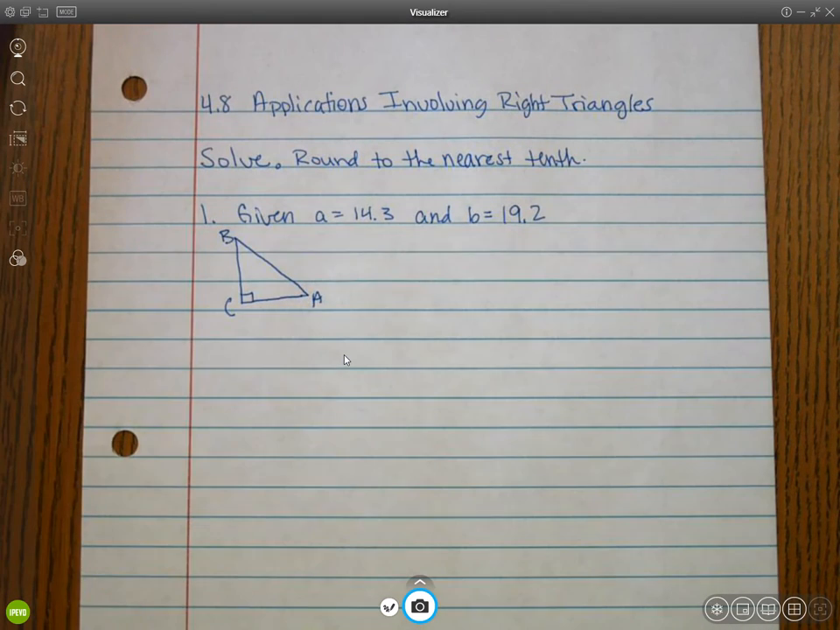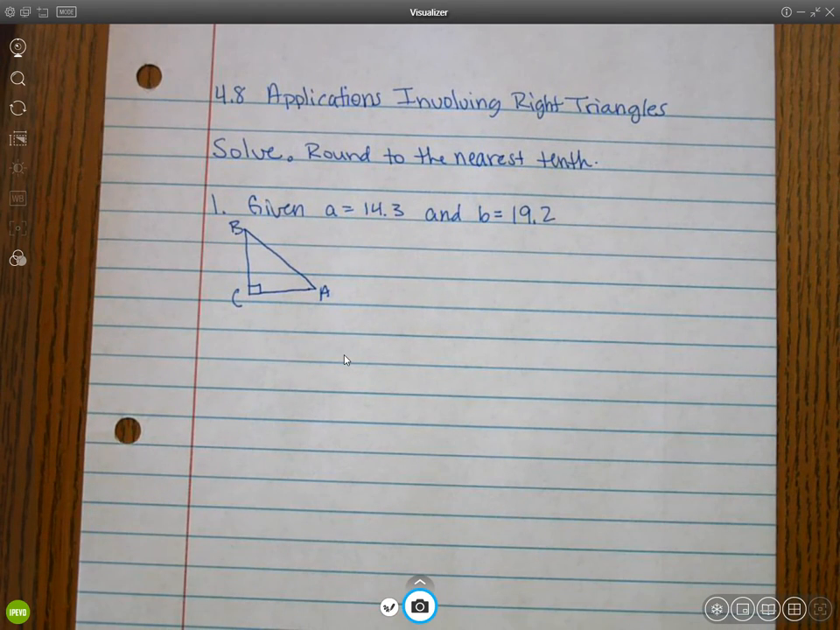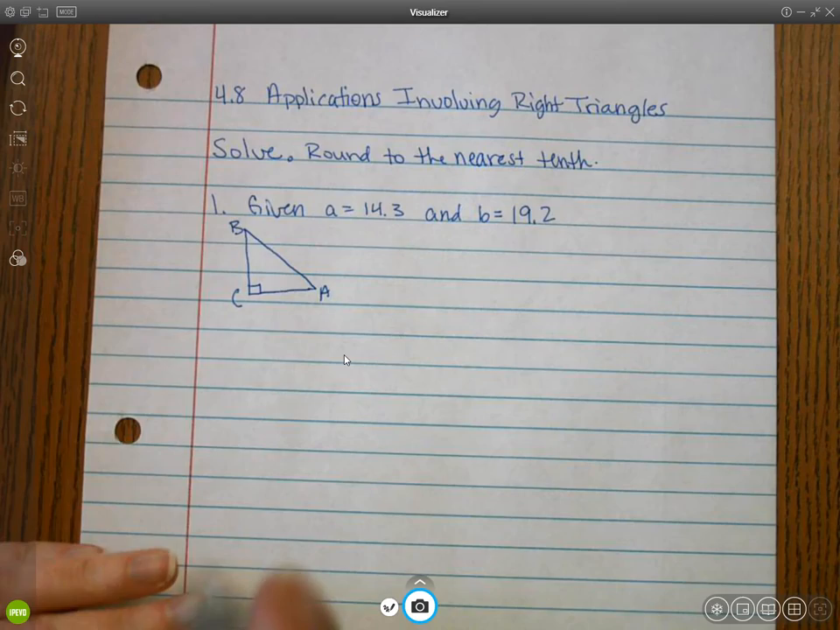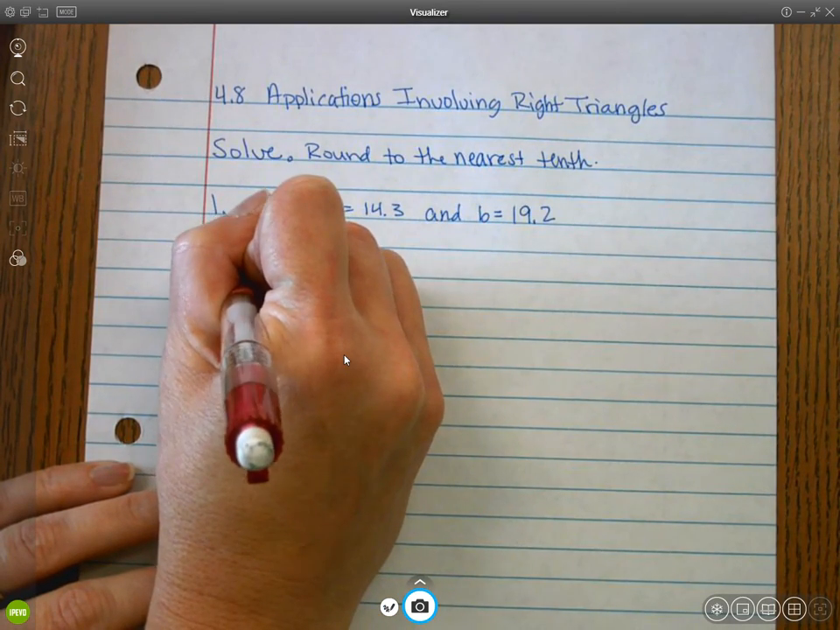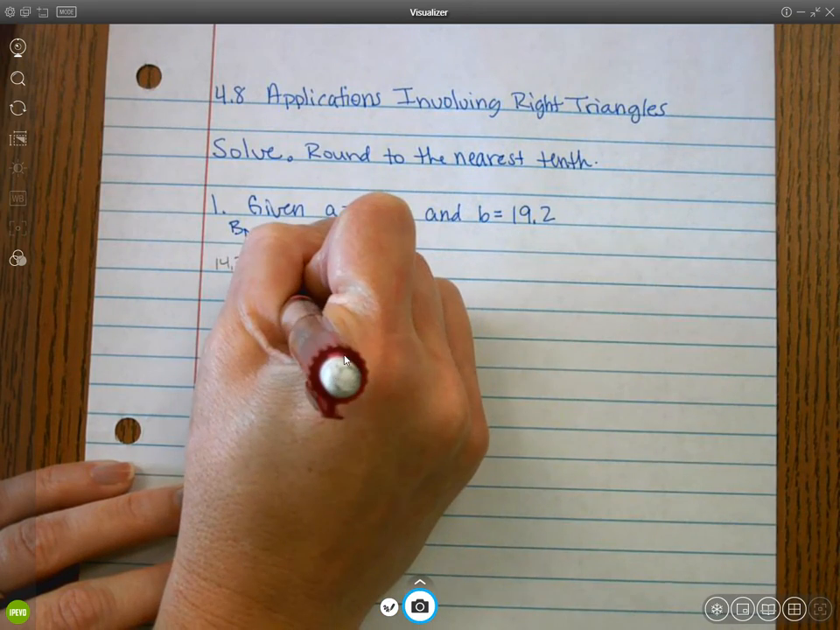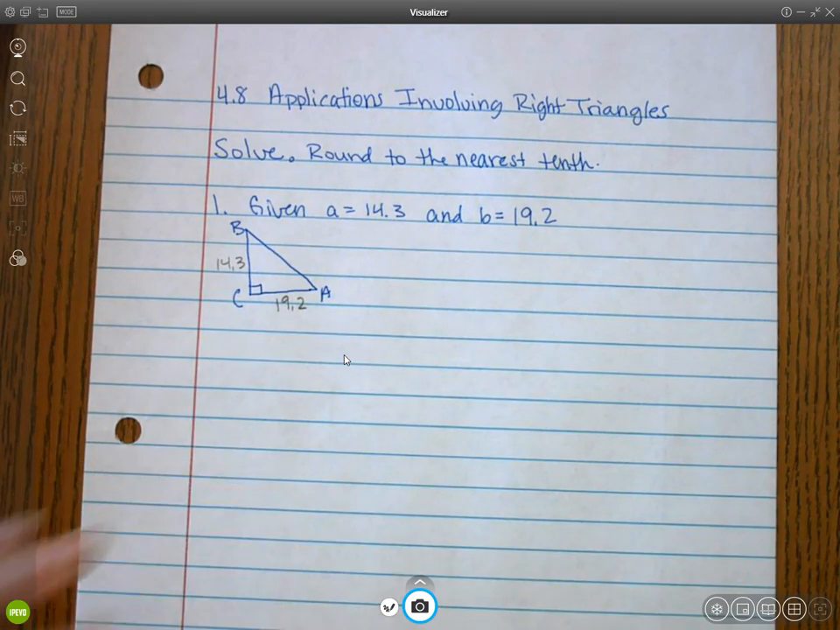Okay, so to start with, they give you the picture of the triangle, and they give you some information, and they want you to find everything else. All right, so let's label what we know. They told me that side A is 14.3 and side B is 19.2. I remember that sides are opposite the angle that has the same name.